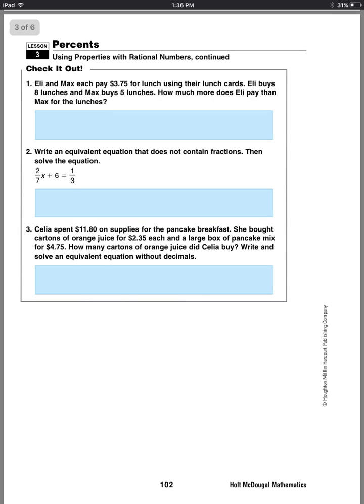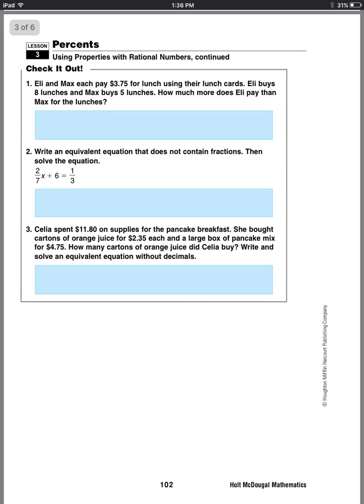Your homework assignment for this lesson is, honestly, all I want you to do is the check it out problems. What this lesson is teaching you in 7th grade is how to think a little deeper and try and make your problems a little bit easier, because working with whole numbers is easier than working with fractions or decimals. It's easier to get a problem wrong when you're working with fractions and decimals than if you're working with whole numbers.